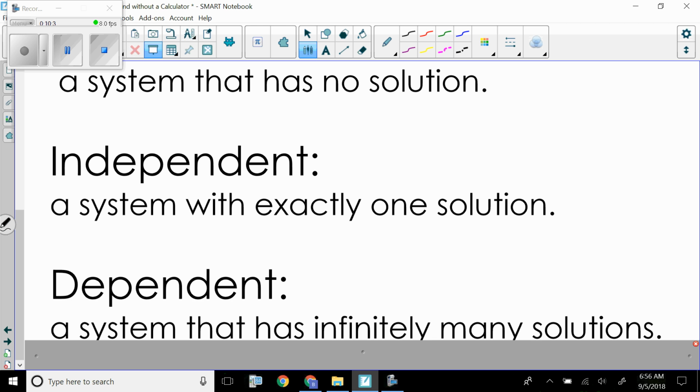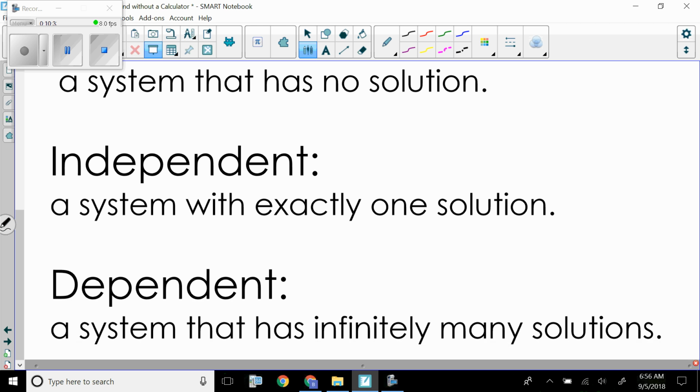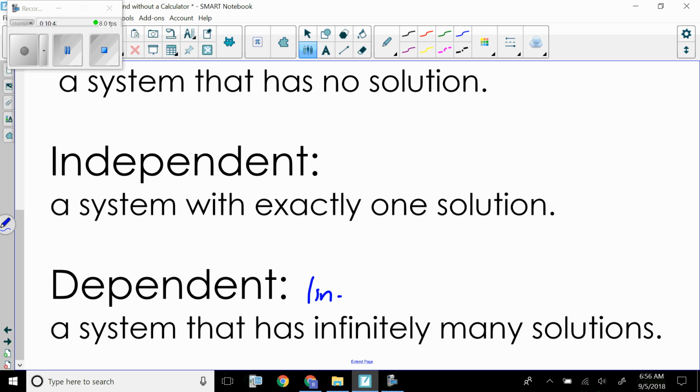And then the last thing you can probably guess here is going to be a dependent system, which has infinitely many solutions. This is the line on a line, the same line graphed twice. This is a great time to pause the video. Make sure you got time to write this down. I am going to continue as if you just paused the video on your own.